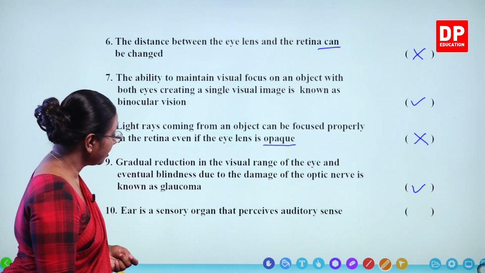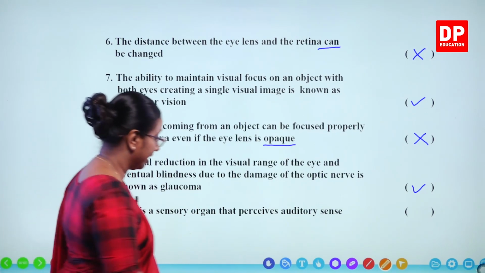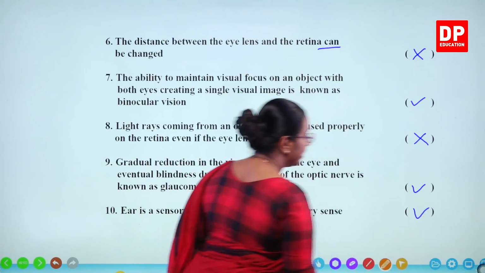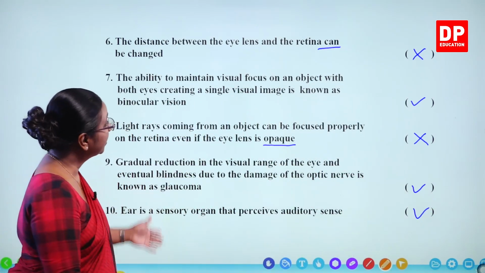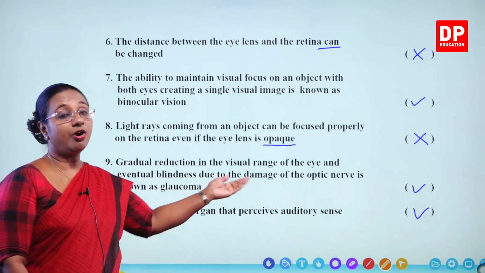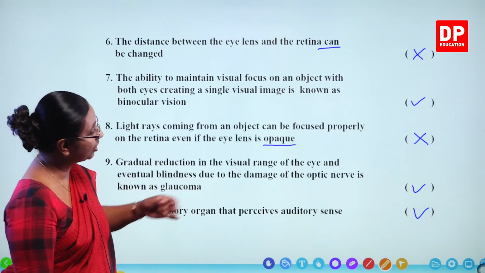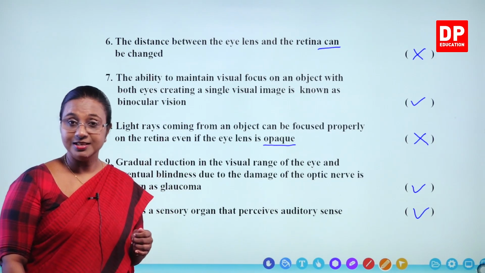Ear is a sensory organ that perceives auditory senses. That is correct. So, I am sure you were able to get all these statements as correct or false. With that, I will move on to the next slide.